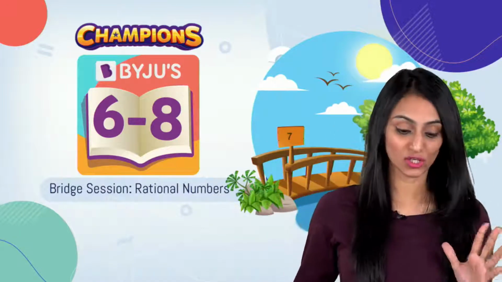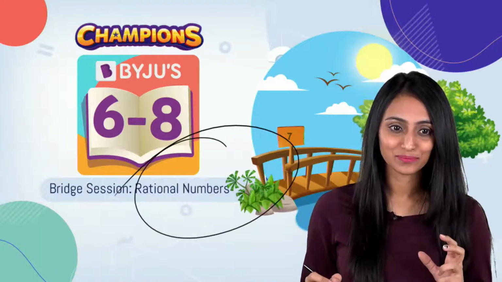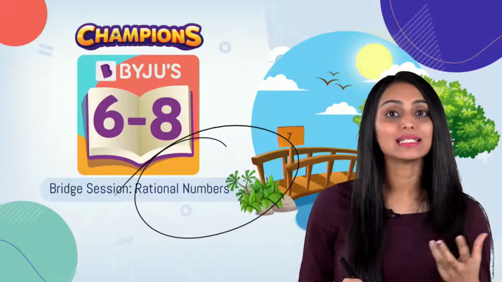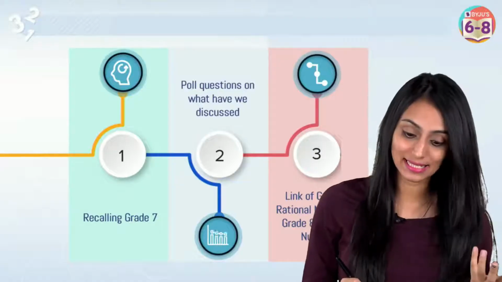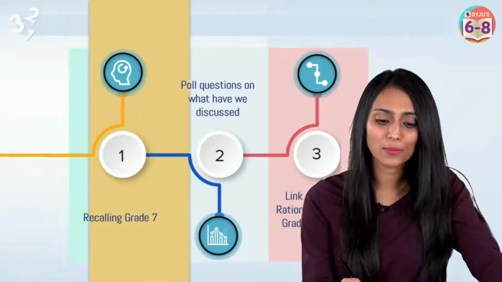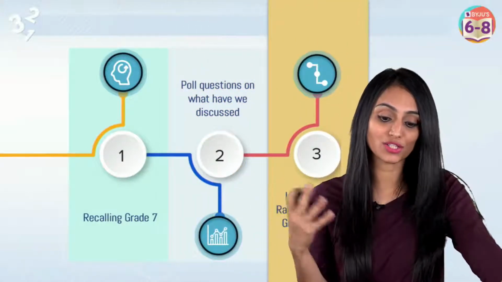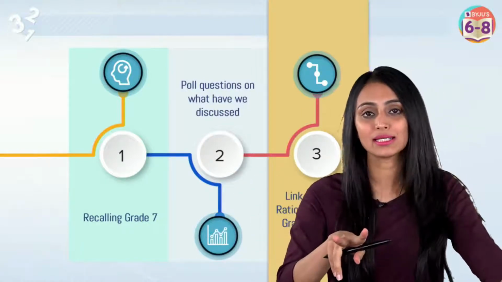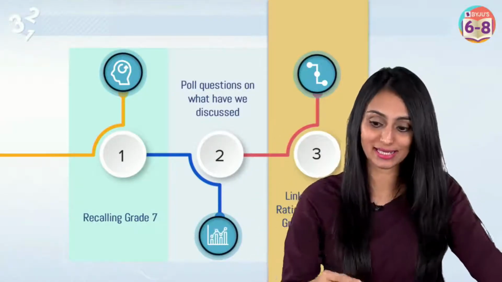So we all know what today's session is about. Today we are going to have a bridge session on rational numbers. We all saw in the previous session the journey that we are going to have. Let's first quickly take a look at what we are going to discuss. First we will recall what we learned in grade 7 and then we will discuss a few poll questions. After that we will see how grade 7 rational numbers and grade 8 rational numbers are related, because you are learning the same chapter in grade 8 also. That's why we have come up with a bridge session on this.